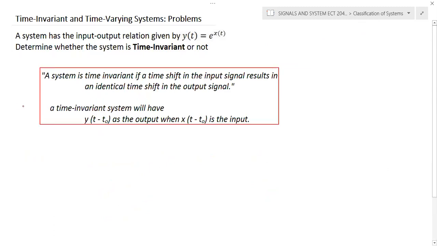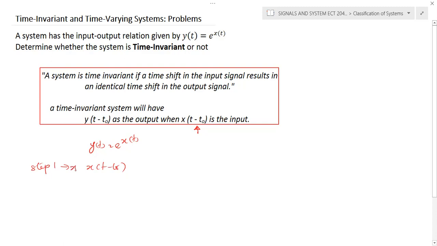So here it is given y of t is equal to e raised to x of t. So we need to verify whether the given system is time invariant or not. So for that, you can rewrite the equation y of t is equal to e raised to x of t. Now we need to perform two steps, because we need to verify the output for the shifted version of input x of t minus t0. So first we will apply the input x of t minus t0, and we will find the output.